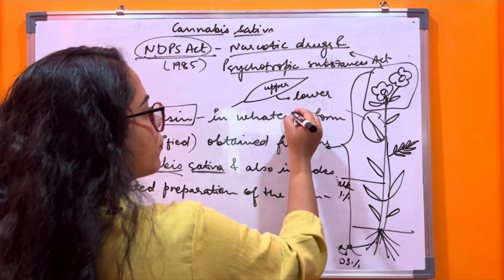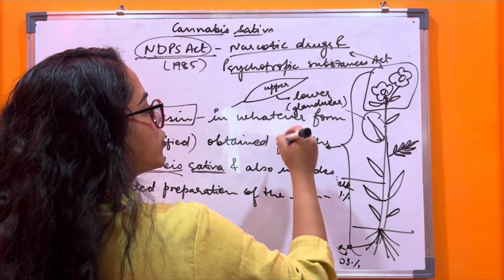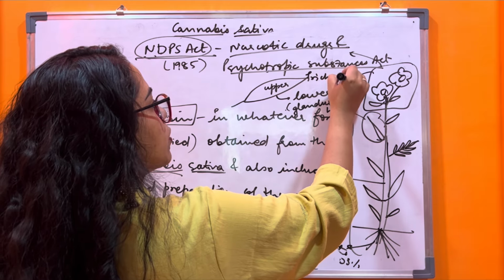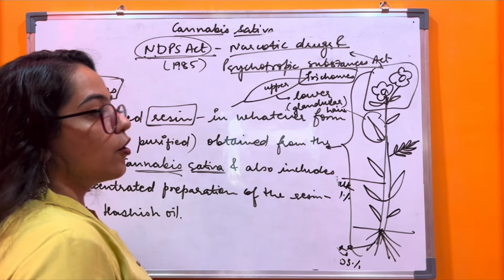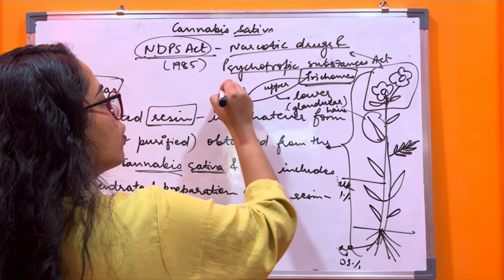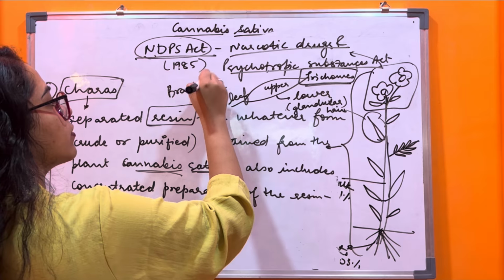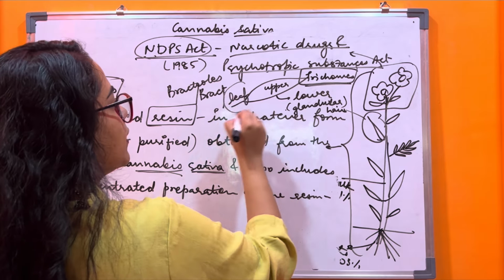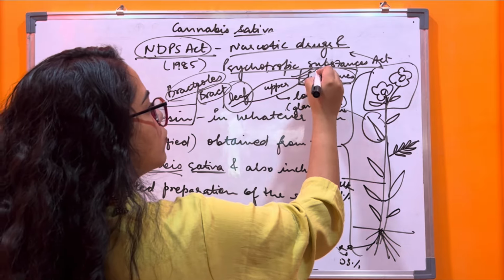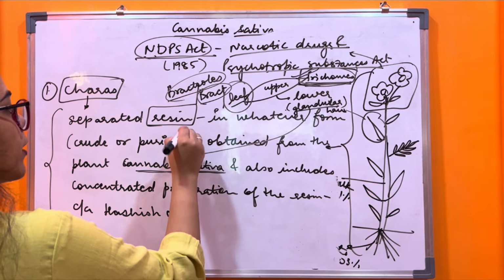So on the lower surface of leaf, there are glandular structures, glandular hairs, which are called as trichomes. From these trichomes present on the leaf or bracteoles, from this leaf, there are these trichomes present on the bracteoles. These trichomes, glandular trichomes, are present from which resin can be extracted.